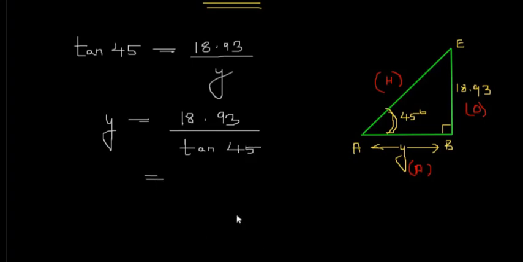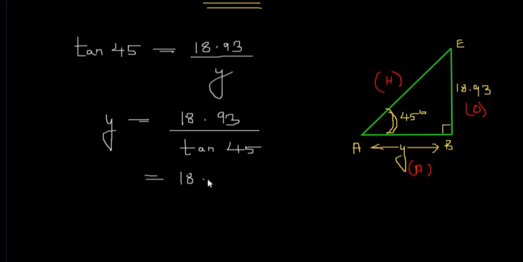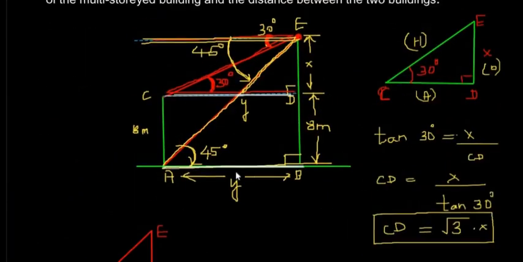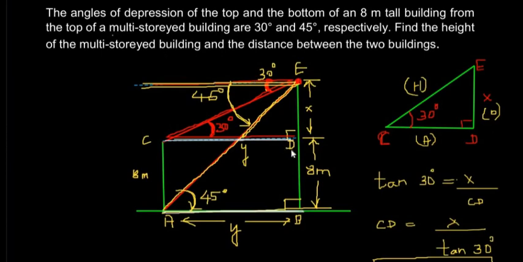So let us put it in the calculator and check how much we get. 18.93 divided by tan 45. So it's again going to be 18.93 only. So it's going to be 18.93 meters. So this is the distance between the two buildings. I hope you have understood how to use the trigonometric ratios again to solve the angle of depression questions.